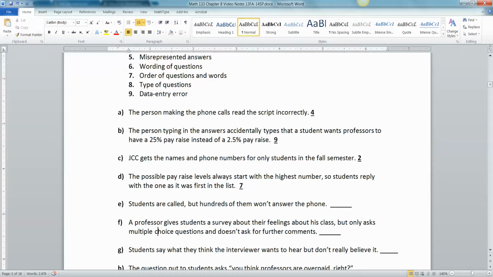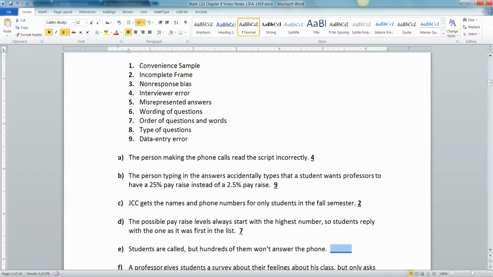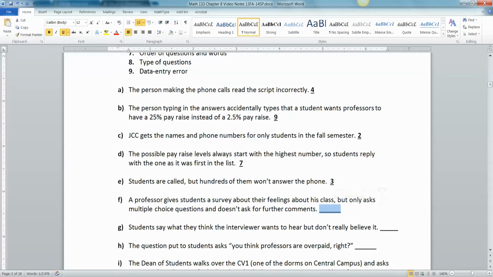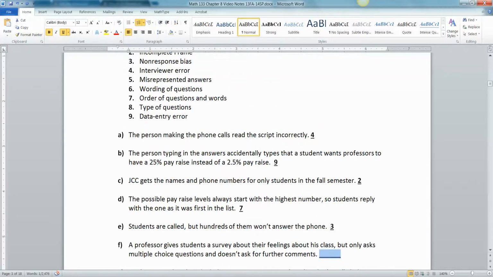All right, students are called, but hundreds of them won't answer the phone. Well, that could totally happen, but that would be a non-response bias, right? People are not responding to you. A professor gives the students a survey about their feelings about his class, but only asks multiple choice questions and doesn't ask for further comments. Well, that's a type of questions problem, right?